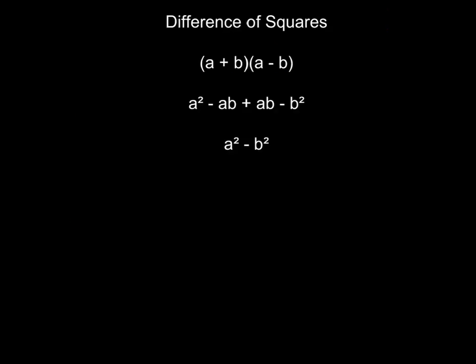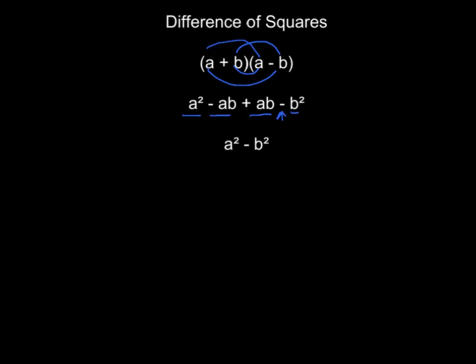Here's our last special case, the difference of squares. So this time, instead of having a binomial squared, we have two binomials multiplied together. We have the exact same numbers, you just have one with addition and one with subtraction. So let's look at what happens when we FOIL these two binomials together. We first have a times a is a squared, a times negative b, negative ab, b times a, positive ab, and then b times negative b. Positive times a negative is a negative, and then b squared.